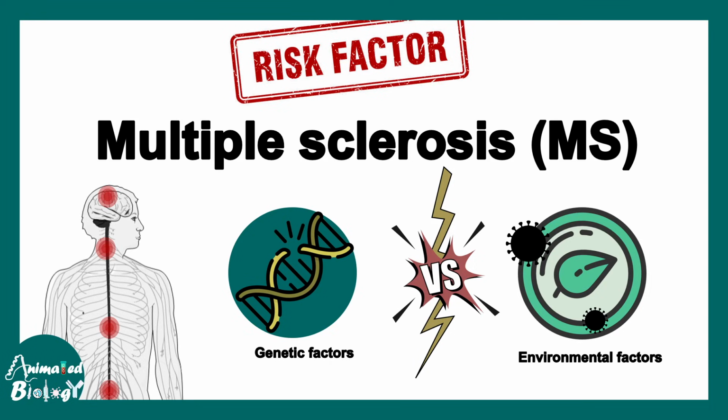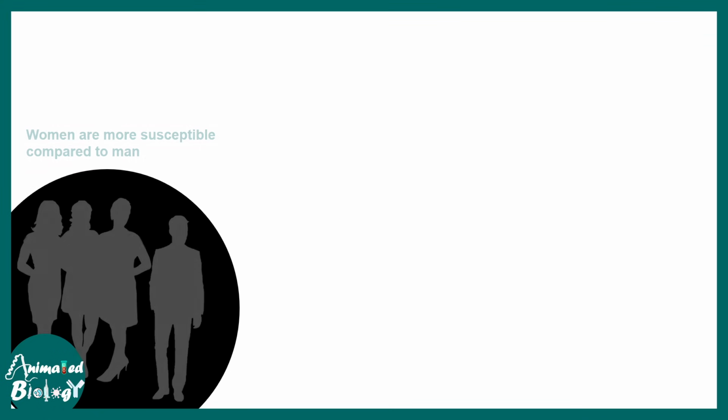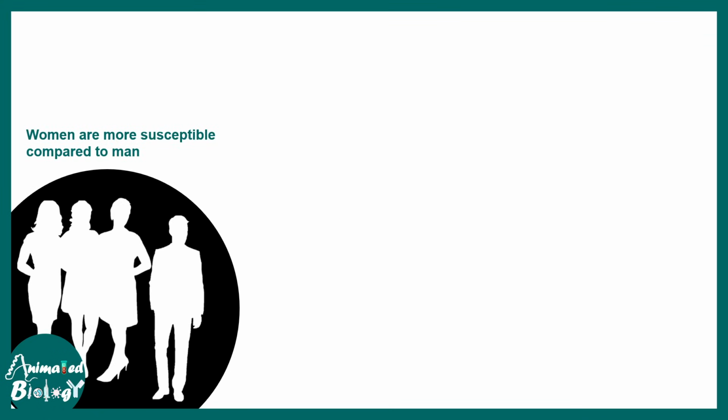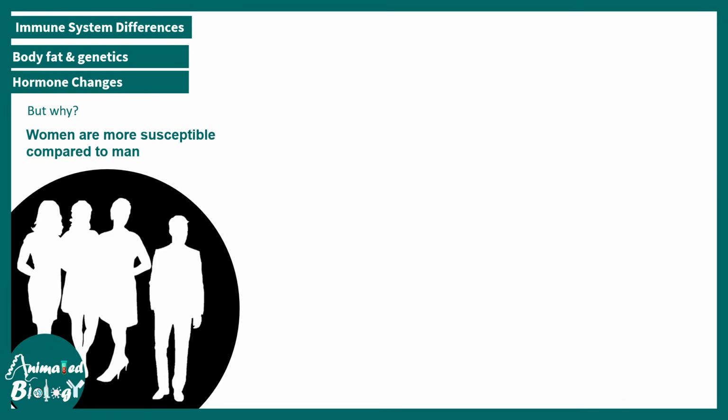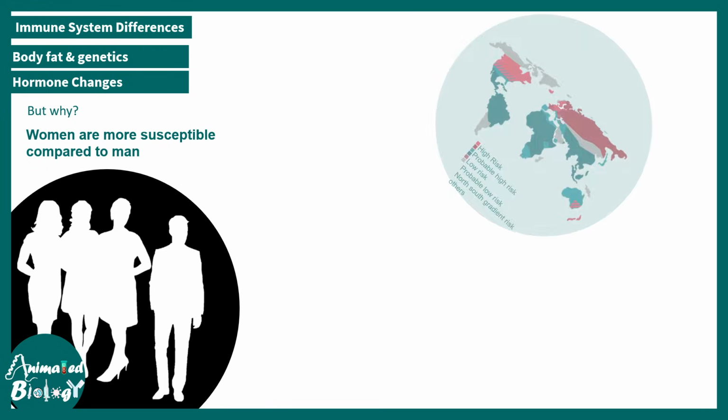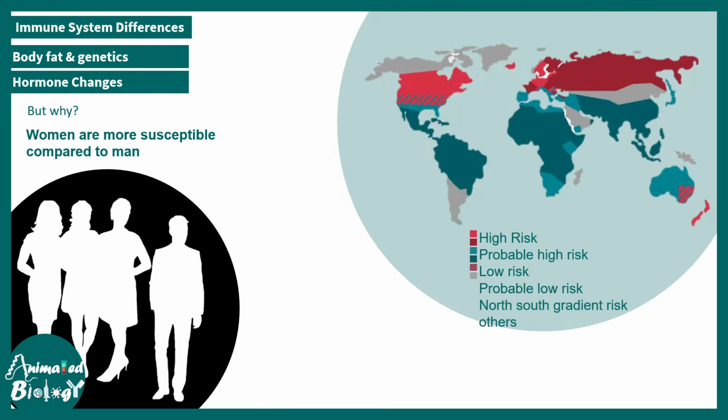Now let's talk about the risk factors. There could be genetic and environmental risk factors. Let's talk about the environmental risk factors first. It turns out that women are more susceptible compared to men when it comes to MS. But why? There could be immunological differences, there could be body fat and genetic differences, there could also be hormone related differences which might account for these kinds of changes.